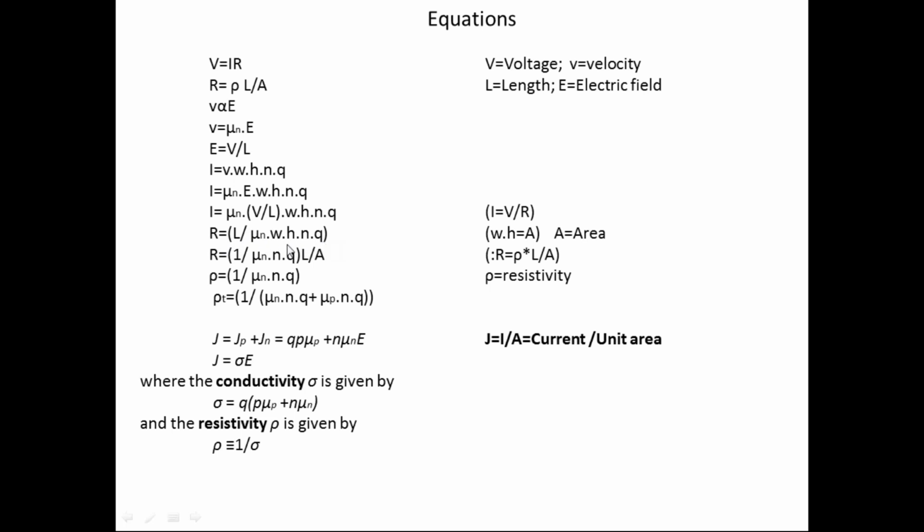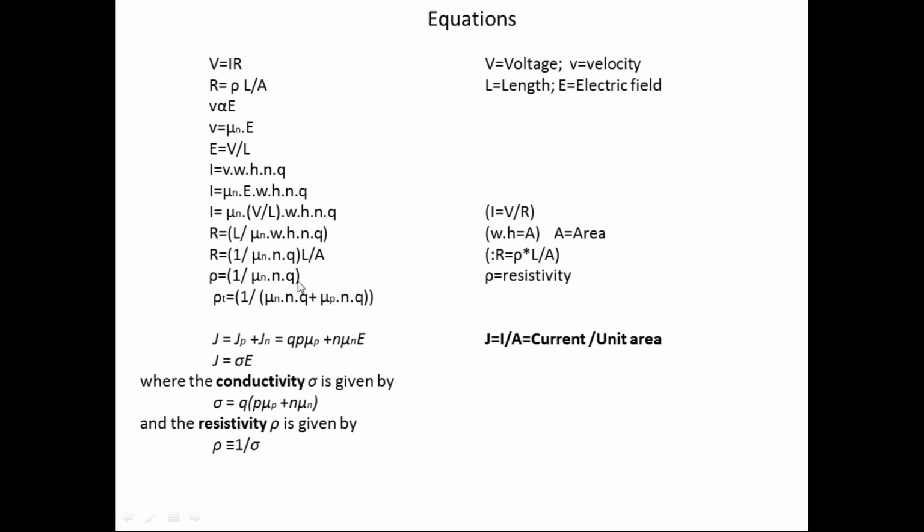Right, this can be rearranged into another way. W into H is equal to area. Then R is equal to 1 by mu n into N into Q into L by A. Now this is compared with R is equal to rho into L by A. Okay, from that you can easily see what rho is. Rho is equal to 1 by mu n into N into Q.